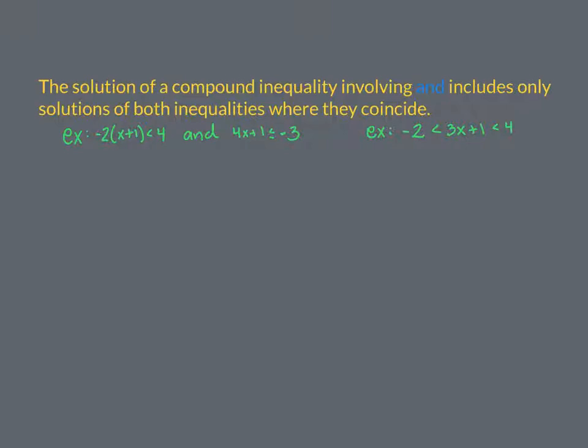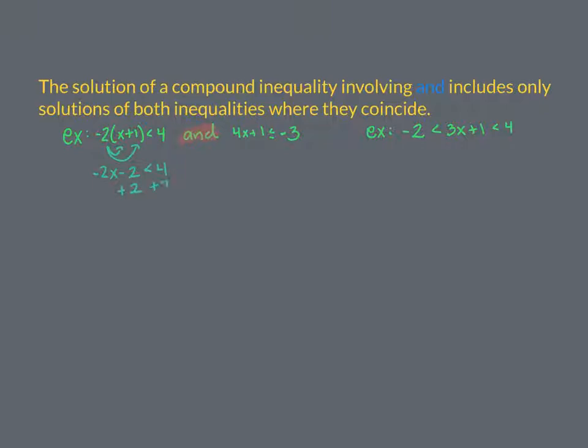So if we look at the first example, it says -2(x + 1) < 4, and 4x + 1 ≤ -3. Notice right away that we have an "and" statement right there, so that's going to be important. The first thing I'm going to do is start with the inequality on the left and solve that. I'm going to distribute the -2 to both the x and the 1. So I get -2x - 2 < 4.